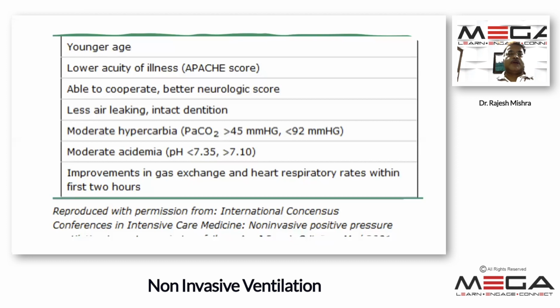Whenever you are putting somebody on NIV, the chances of NIV being successful are higher if the patient is young, having a low APACHE score, is neurologically conscious, there is less air leak around the mask, the patient is not very hypercarbic, not very acidotic, and the moment you put the patient on NIV, if there is an immediate improvement in heart rate, oxygenation, and tachypnea, these patients are more likely to be successful.